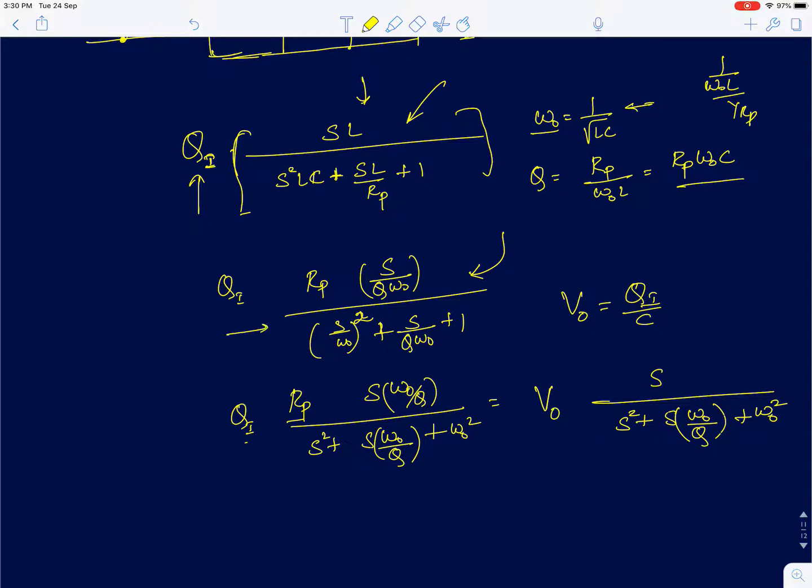Again, this expression should make sense. Now at omega equal to omega naught, this term and this term will cancel out, and you will be left with the ratio of this and this, which is 1, and the impedance is simply equal to RP at the resonant frequency.